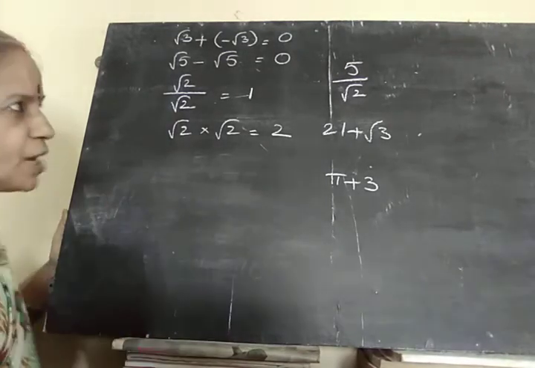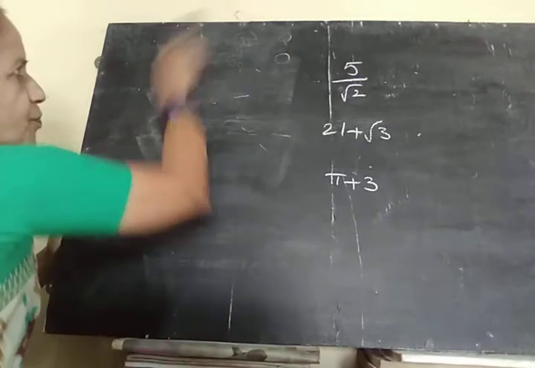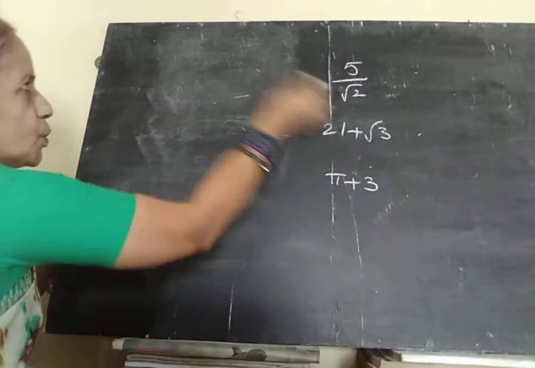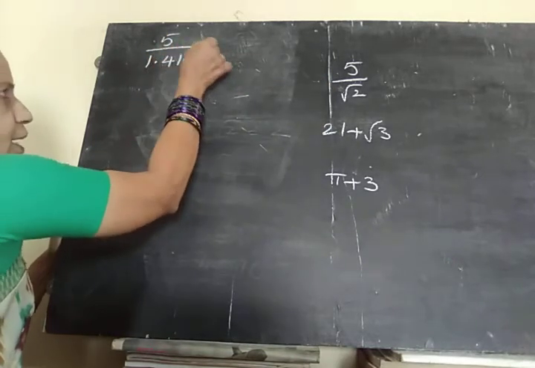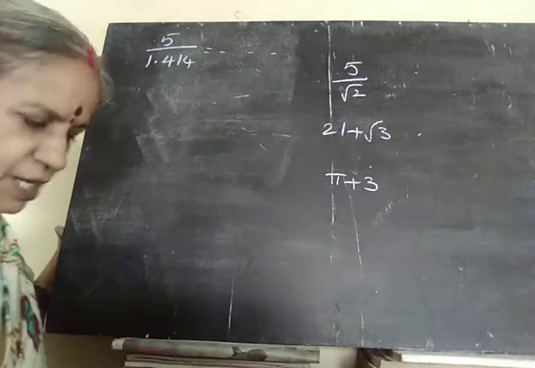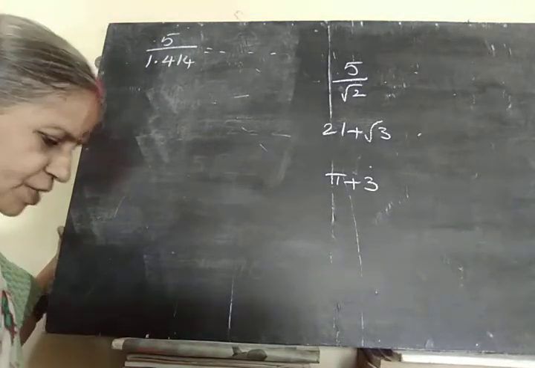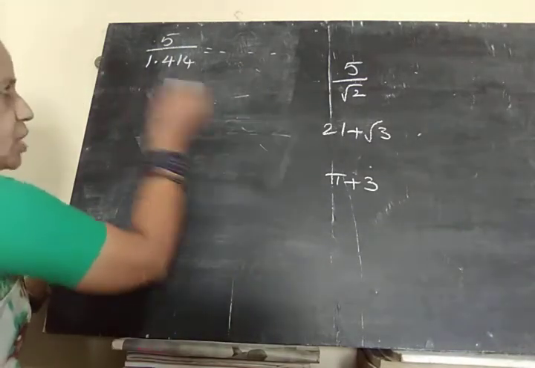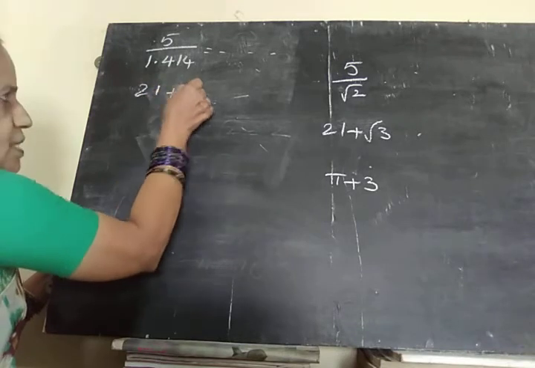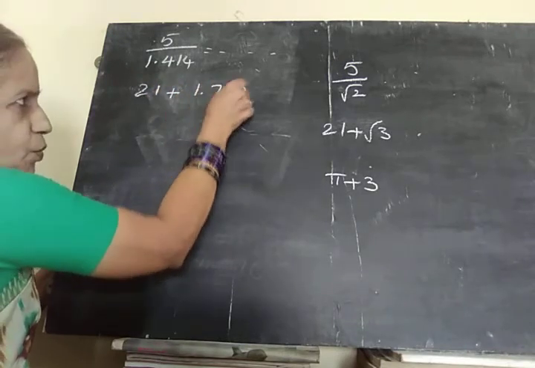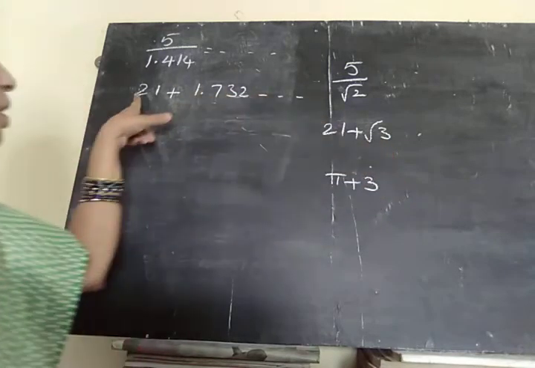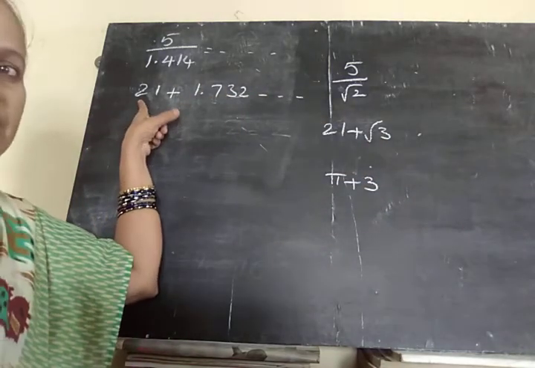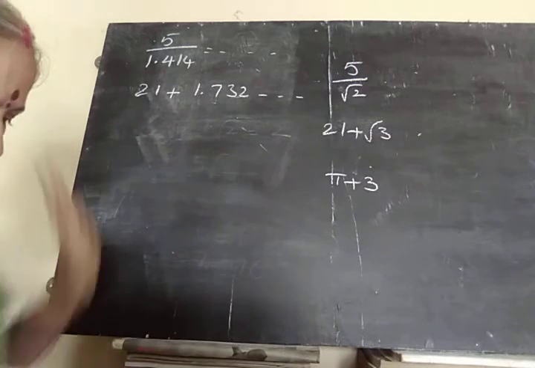Now 5 by root 2. 5 divided by root 2, 5 divided by 1.414..., again we will get an irrational number only. Now 21 plus root 3. 21 plus root 3, 1.732... Root 3 is an irrational number, we know that. So after adding 21 also we will get an irrational number only.